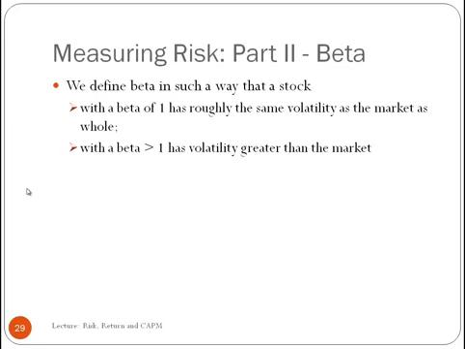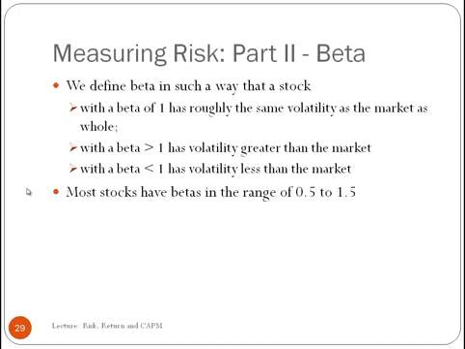Betas that are greater than 1 have greater volatility than the market. So if the market goes up by a little, the stock goes up by a little more. And likewise, a beta of less than 1 is a little less volatile than the market. When the stock market goes up by a certain amount, a beta less than 1 will go up by a little less. Now most stocks actually have betas somewhere in the range of 0.5 to 1.5.